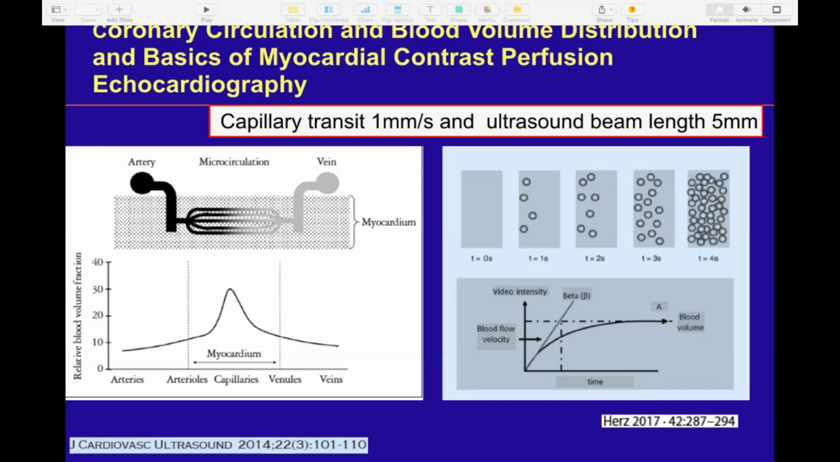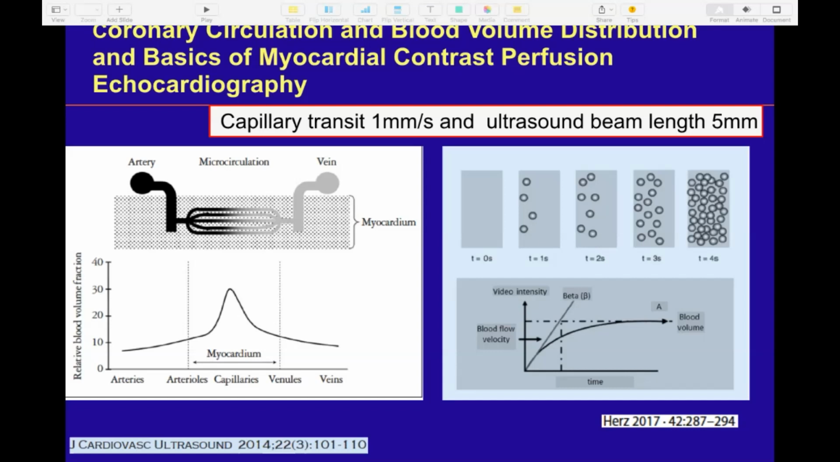With that concept in mind, if we look at replenishment imaging, or how we image myocardial perfusion, typically the ultrasound beam length is felt to be about 5 millimeters, and the transit of red blood cells in the capillaries is very slow, 1 millimeter per second.